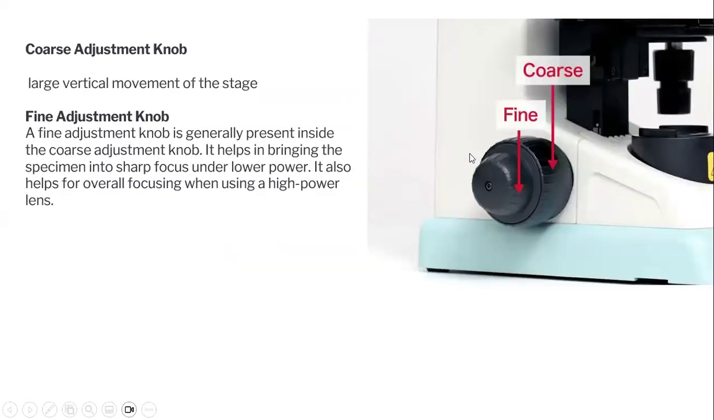Then we also have the coarse and the fine adjustment knobs. The coarse adjustment knob allows large vertical movement of the stage, while the fine adjustment knob, which is present inside the coarse adjustment knob, is useful for bringing about sharp focus of the specimen. It moves the stage at a very slow rate. So that's it about the microscope and its parts.